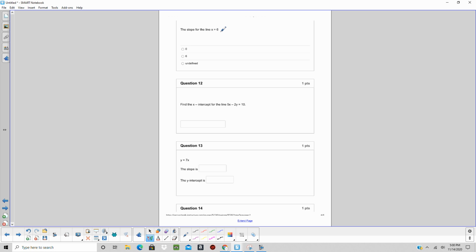The slope for x equals 6, well, that's going to be a vertical line. So that would be undefined. Find the x-intercept. Well, the x-intercept, we're going to let y equal 0, so that disappears. So you've got 5x equals 2. Divide by 5. X equals 2. The slope here is 7. Trying to trick you on this one because think of it as plus 0. The y-intercept is 0.